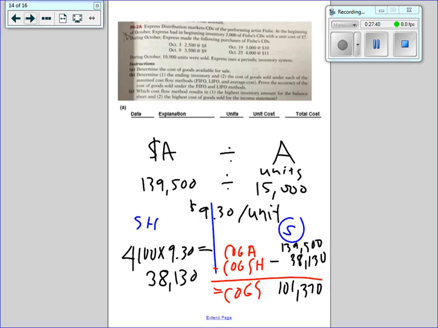Oh, what was C asking? Oh, that's the analytical thing. That's what we already just talked about. Highest inventory on the balance sheet, highest cost of goods sold in the income statement. We can talk about it quick.